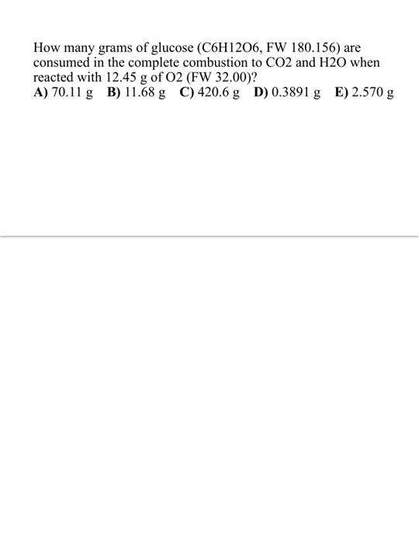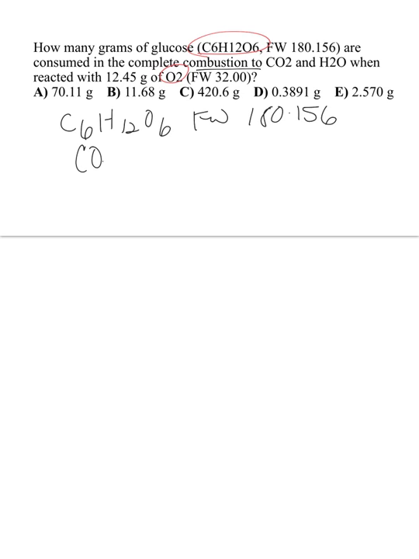Okay, once again, this copied over without the subscripts, so you can make that correction. For glucose, it's C6H12O6, formula weight 180.156. Okay, you need a combustion reaction. So let's just go ahead and write that combustion reaction. C6H12O6 plus oxygen goes to CO2 plus water.